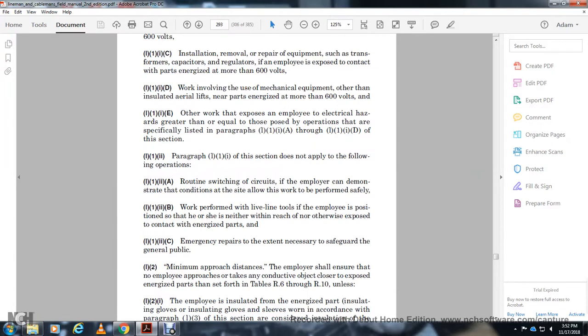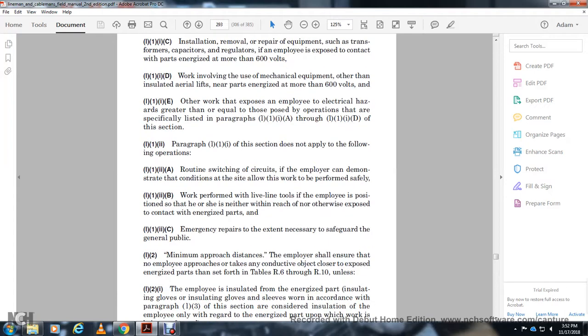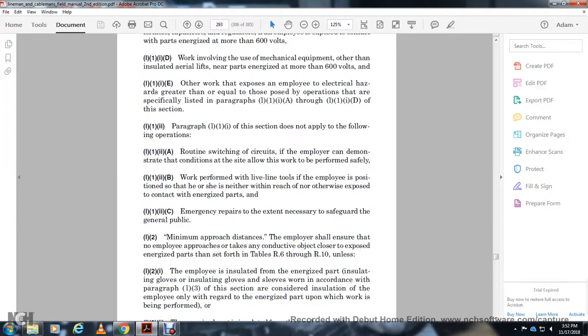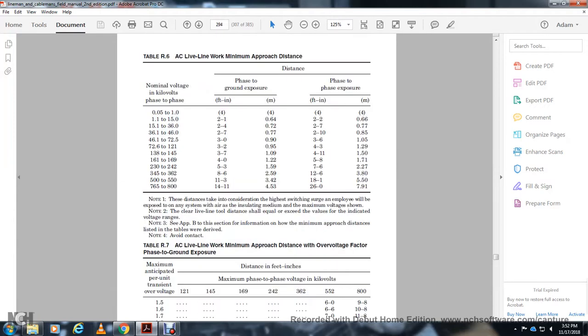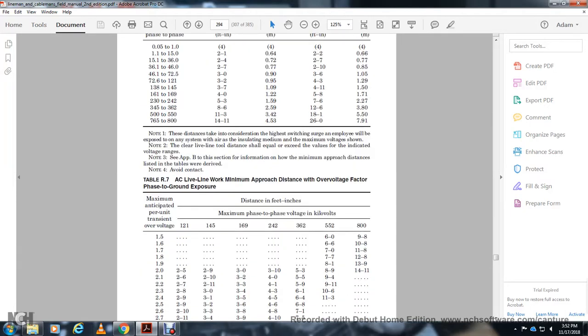Minimum approach distance. The employer shall ensure that no employee approaches, or takes any conductive object closer to, exposed energized parts than the distances set forth in tables R6 through R10, unless the employee is insulated from the energized part by insulating gloves or sleeves worn in accordance with paragraph L3 of this section, considered as insulation of the employee with regard to the energized part upon which work is performed. Energized parts are insulated from the employee from any conductive objects at a different potential. And then it goes through the charts.